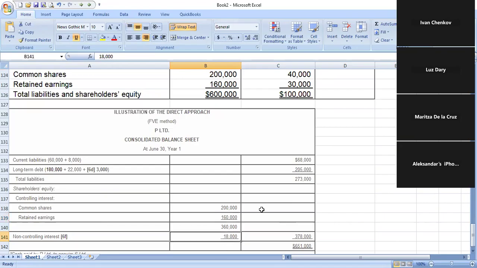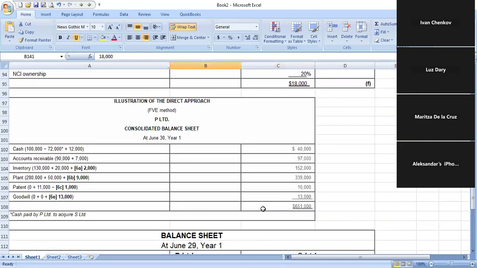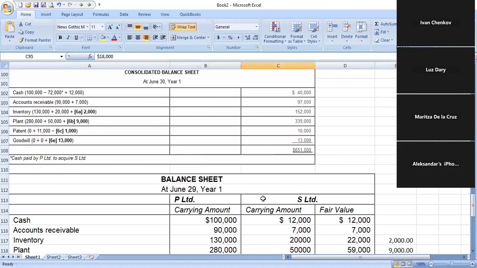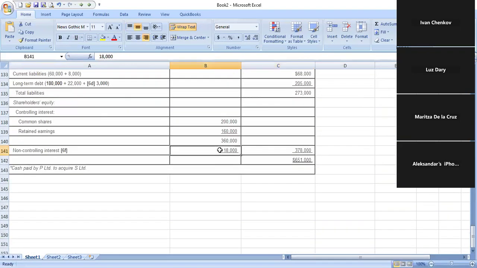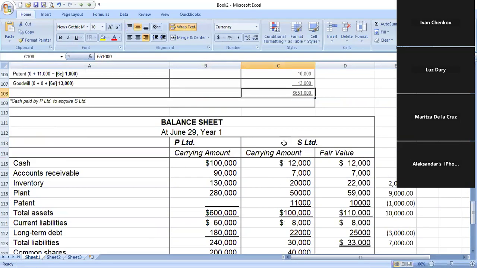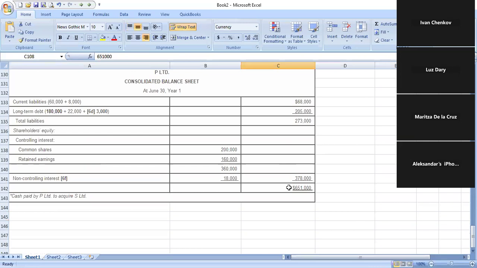And the last thing that is left is the non-controlling interest, which we calculated as $18,000. And once we add that non-controlling interest, that's going to balance our assets and the liability section. The only thing is, don't forget the non-controlling interest. And we are done with this.